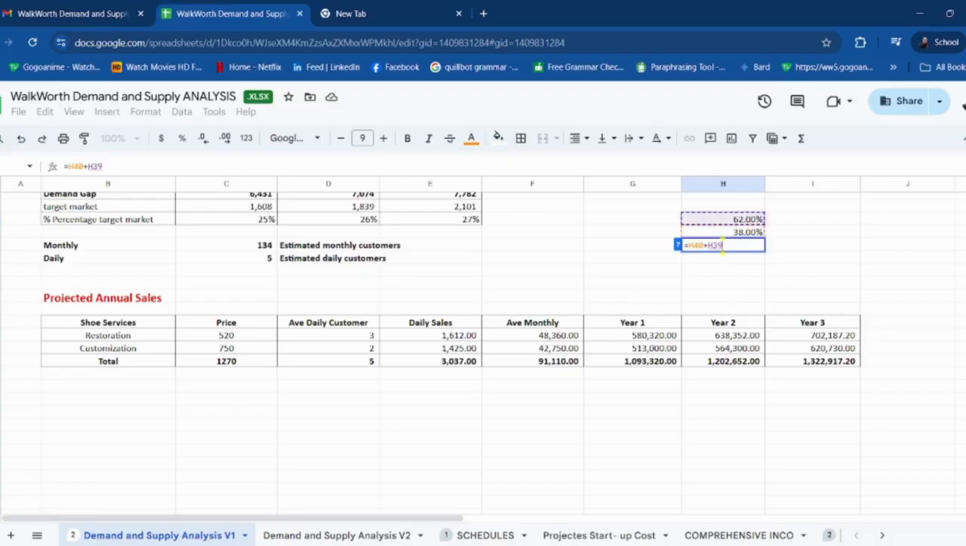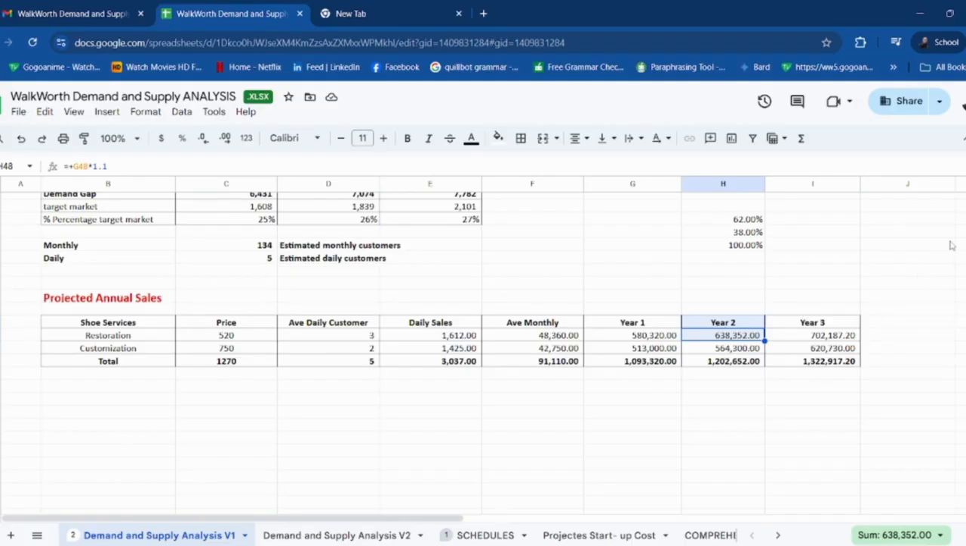Let me check. Okay, so I don't know how many respondents this is, but this is the result of the product/services questionnaire. So then you just multiply your number of daily customers to your price, then you have your daily sales. Multiply by 30, that will be your monthly. Multiply by 12, that will be your annual sales. And for year 2 and year 3, just increase 10%. Multiply by 1.10, so that it would automatically add.